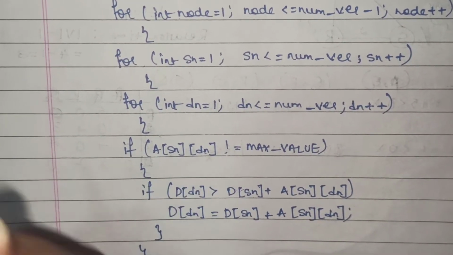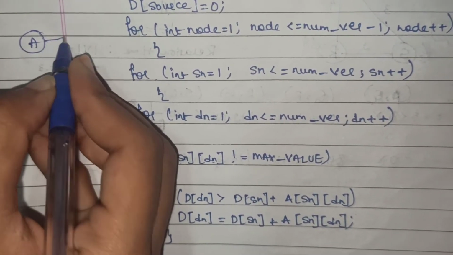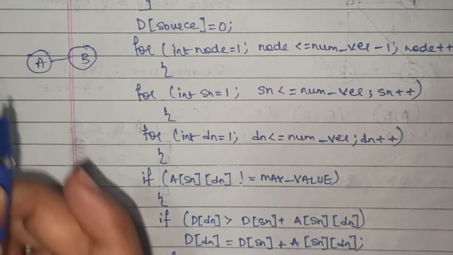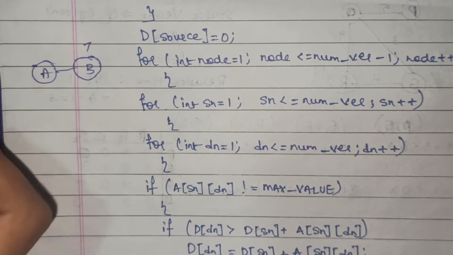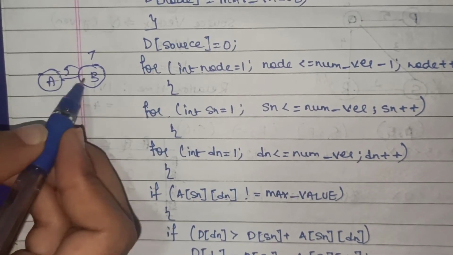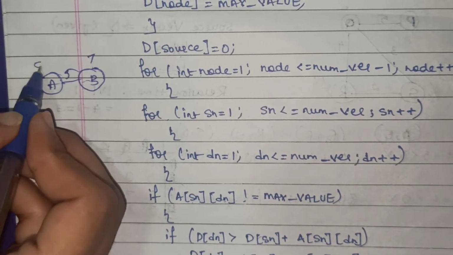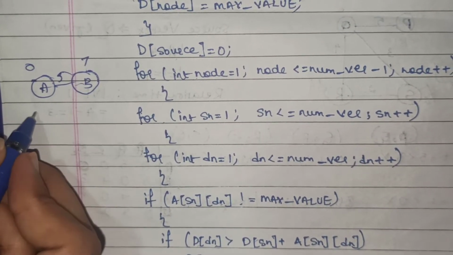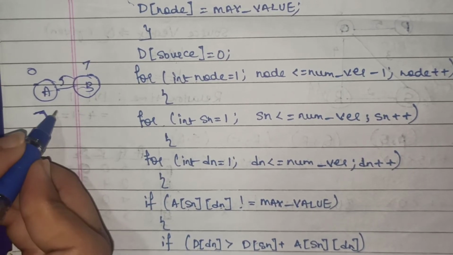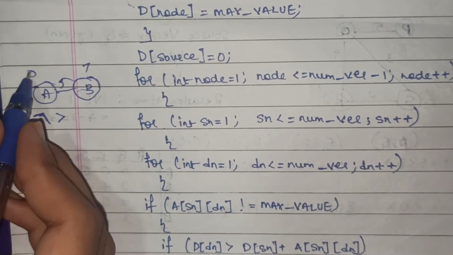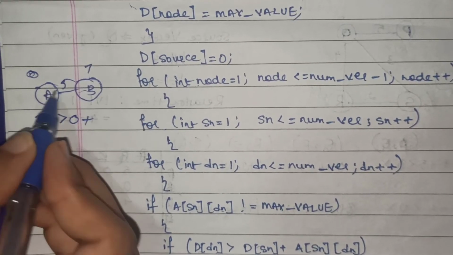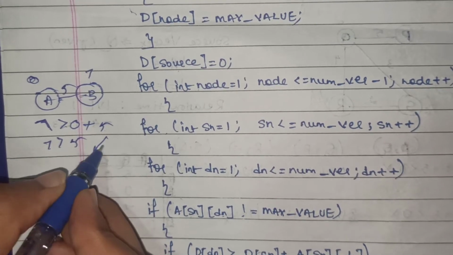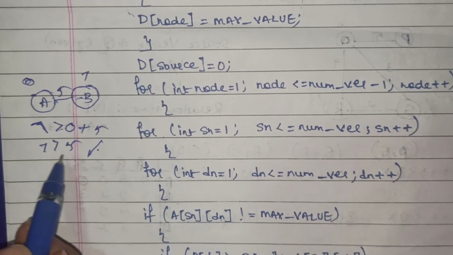Suppose you have A and B. This is the destination, this is the source, and suppose you have the value 7 at the destination, 5 as the distance between them, and 0 at the source. According to the distance of the destination, that is 7, is it greater than the distance of the source, which is 0, plus the distance between these two, which is 5? 7 is greater than 5. Yes, it's true. You have to change the value.